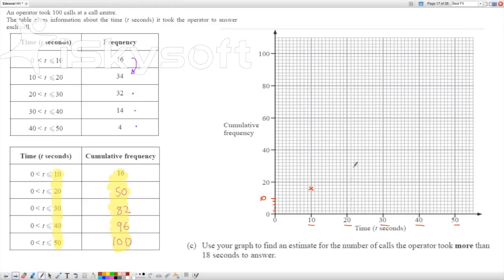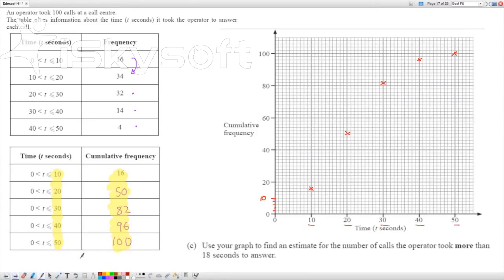Our next is 20 and 50. 50 is going to be here, halfway between 40 and 60. We then have 30 and 82, up to 80 and one more square for 82. 40 and 96 is going to be 2 away from 100 here. And lastly 50, our frequency here of 100.